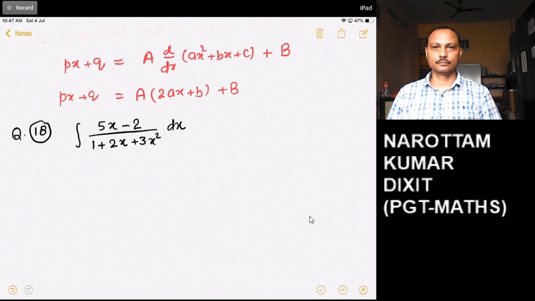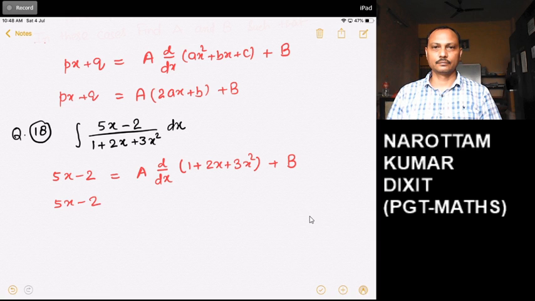Here in the numerator a linear polynomial is given and in the denominator a quadratic polynomial is given. So we have to identify two numbers a and b such that the numerator, that is 5x minus 2, is equal to a times the derivative of the quadratic polynomial given in the denominator, 1 plus 2x plus 3x square, plus the constant b.